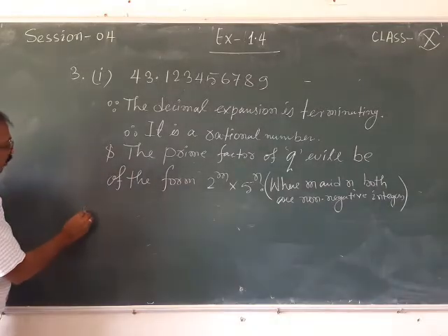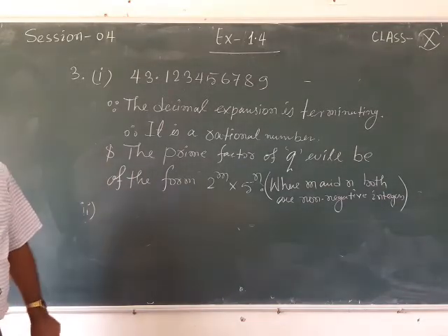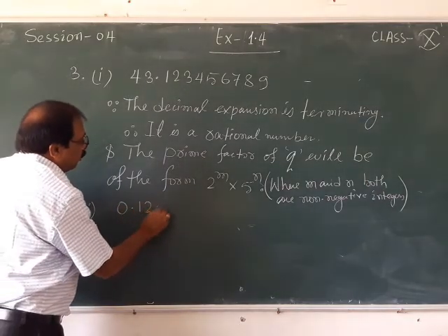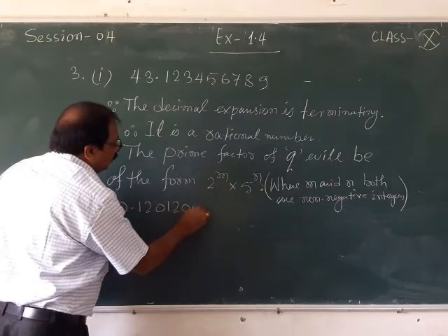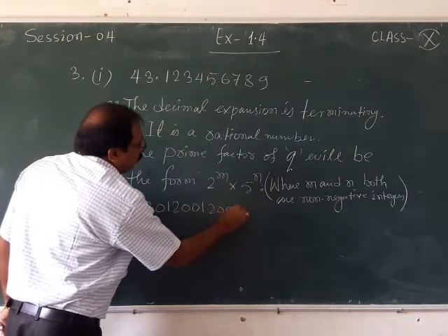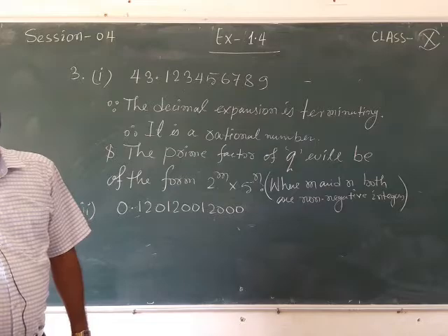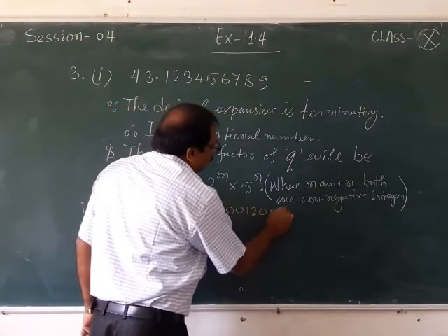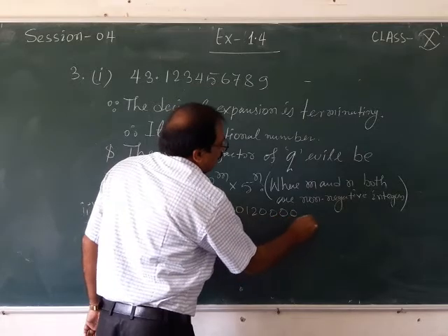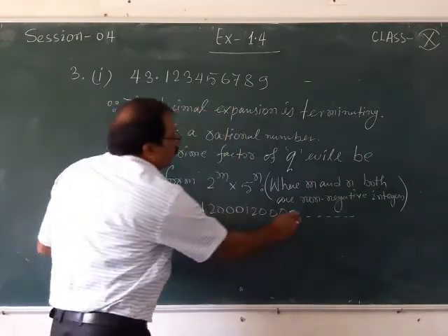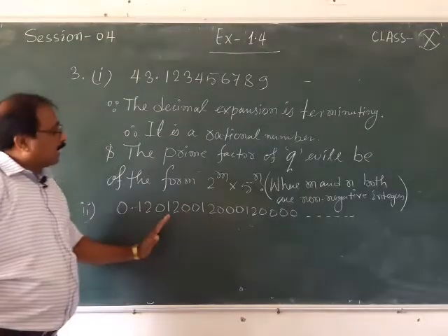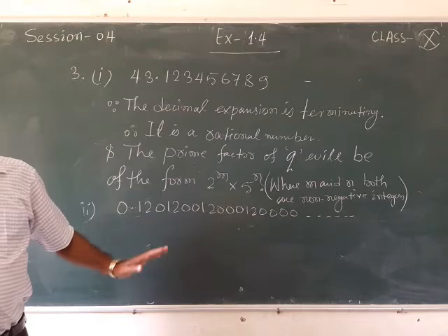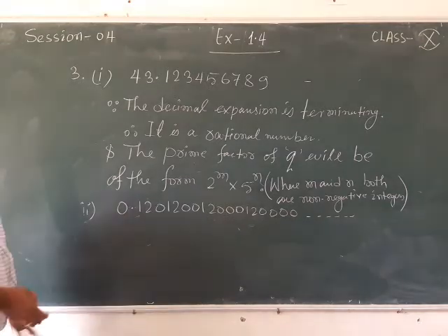Now I am talking about question number 3.2. What you can see here is written 0.120, then 1200, then 12000, then again 1240, then again it keeps going and going in this form. That means here you can see the decimal expansion is non-terminating, non-repeating.